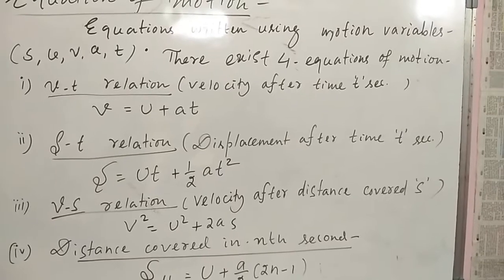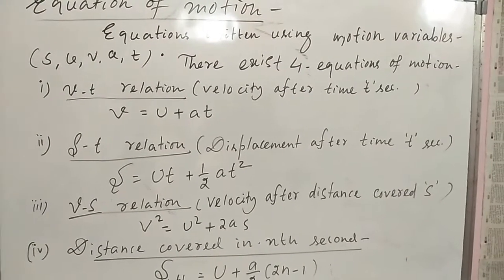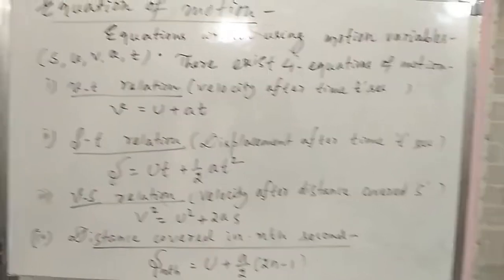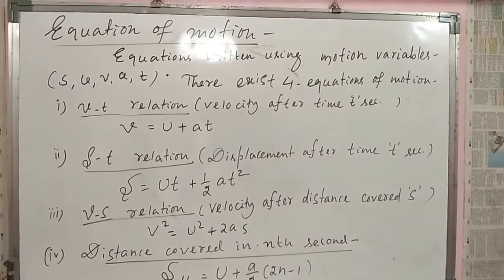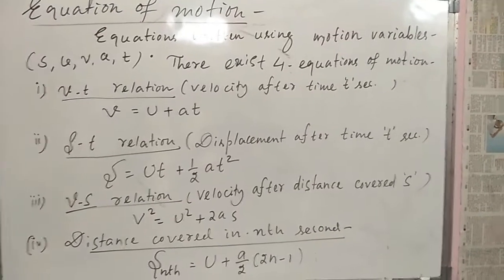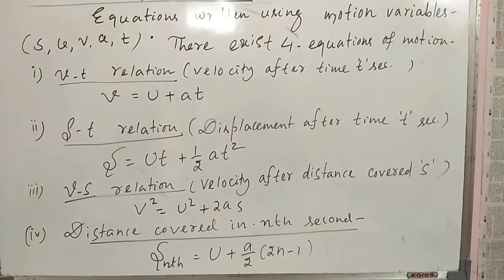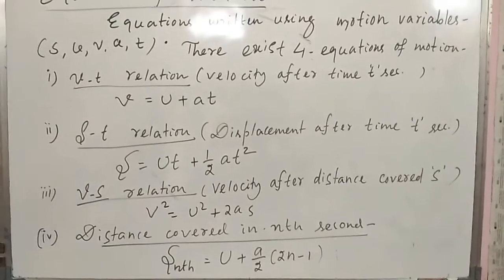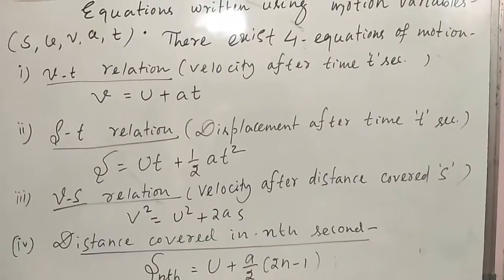So there exist four equations of motion in class 11. First is the velocity-time relation, velocity after time t seconds, which is given as v equal to u plus at, and another is the s-t relation, or displacement after time t seconds, s equal to ut plus half at square. Third equation is the velocity-displacement relation, velocity after distance covered s, v square equal to u square plus 2as. The last one, the new one, is distance covered in nth second. In the nth second, how much distance is covered?